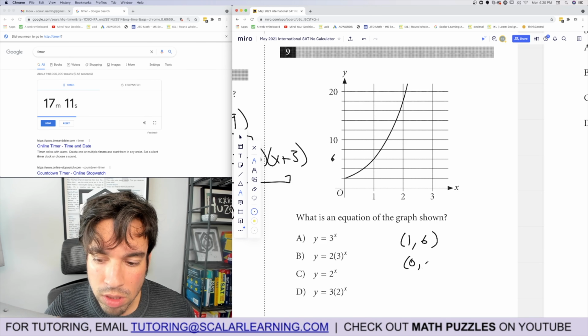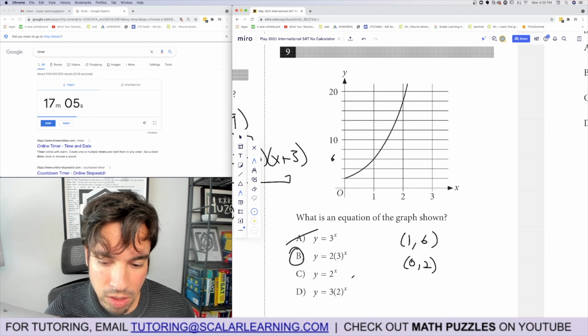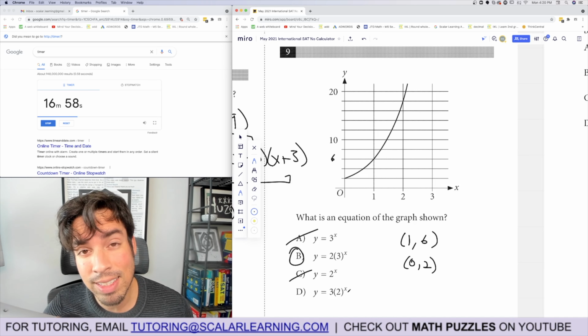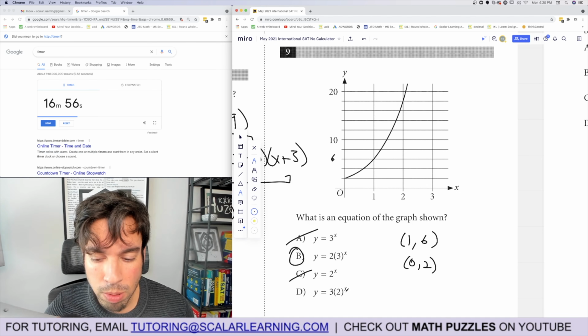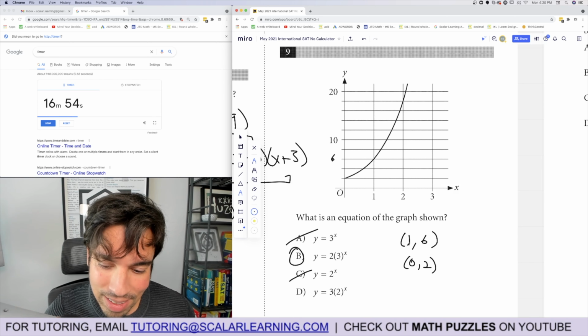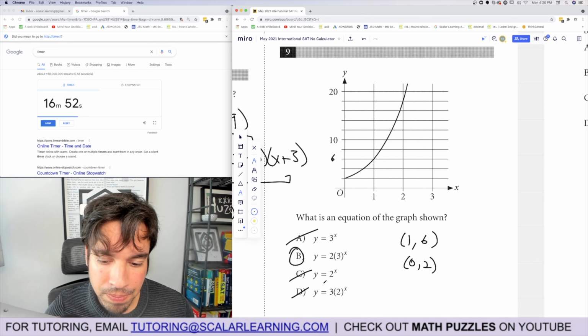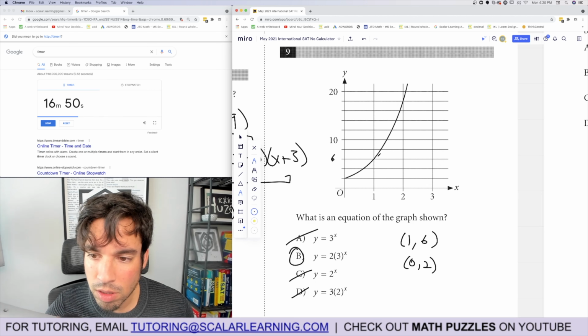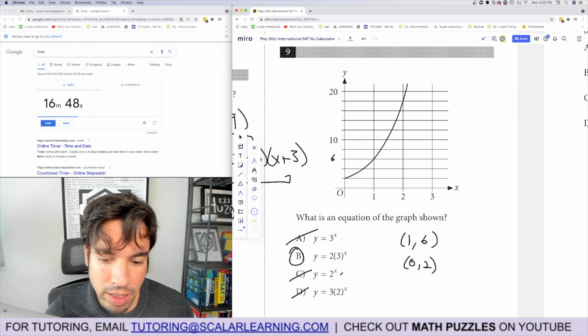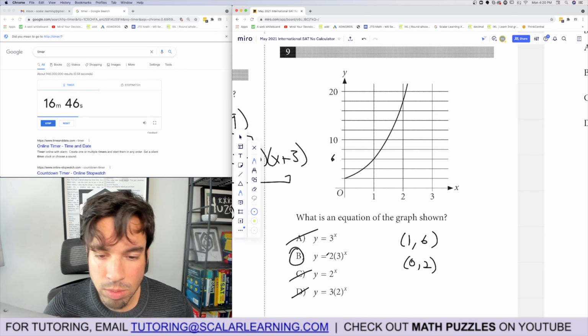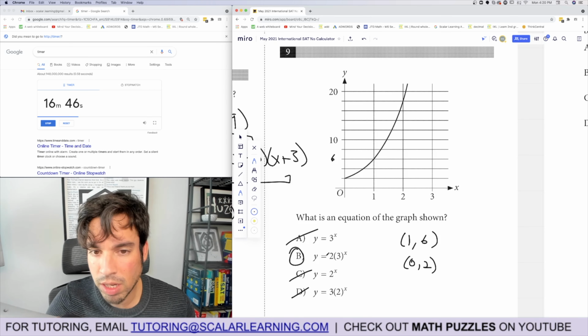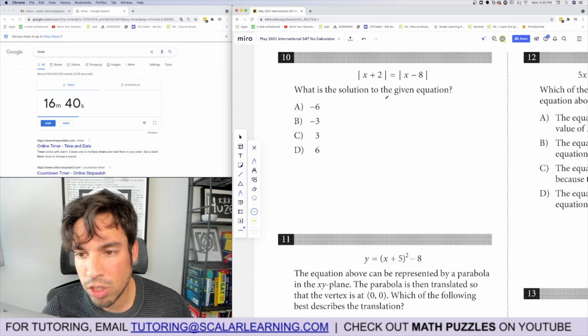This gives me 0, 2. This does give me 1, 6, so it's probably the answer. This one gives me 0, 1, you're out. This one, if I plug it in, because remember, anything to the 0th power is 1, so 2 to the 0th power is 1 times 3 is 3, not 2 like I'm supposed to be getting. And just double check one more point. If I plug in 2, do I get 18? 3 squared is 9 times 2 is 18. Boom, done.